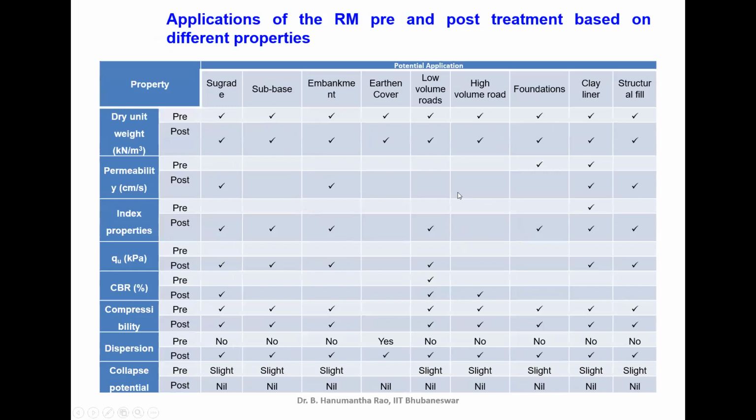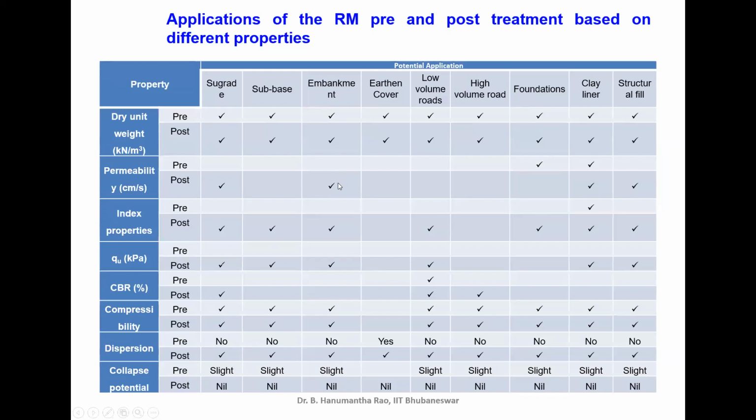This is again the same table. Here we try to incorporate the application against the properties of pre- and post-treated solids. This is pre-treated and this is post-treated waste material. If you look at this table carefully, a few waste materials without treatment don't meet the criterion for practical application, while after treatment they do. For example, in terms of permeability for embankment application, without treatment the material doesn't fall under the acceptable category, but post-treated, it is acceptable for embankment application.